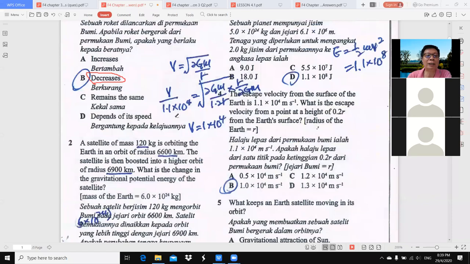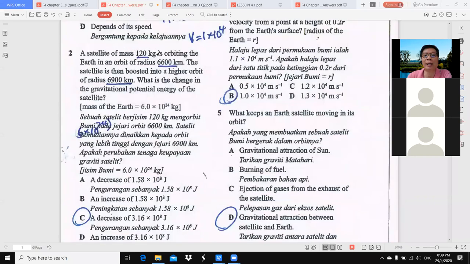This one is a bit difficult. Question number two, let's study the question first, okay? A satellite of mass 120 kilograms is orbiting the Earth in an orbit of radius, this is the orbital radius, 6,600 kilometers. The satellite is then boosted into a higher orbit, okay? At first, the satellite is at this distance, 6,600 kilometers. Then later on, the satellite is boosted to a higher level, to 6,900 kilometers, further up. So now the question is, what is the change in the gravitational potential energy?